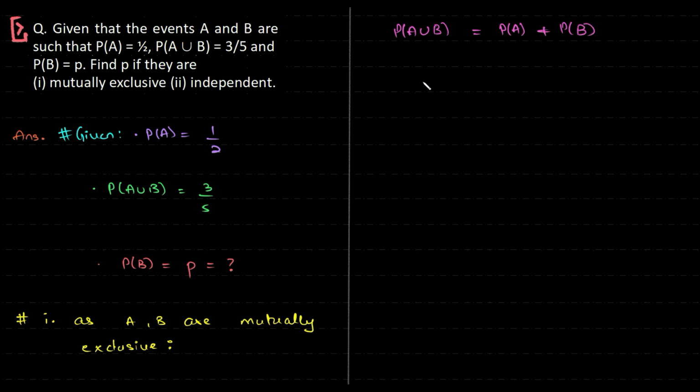So this is 3 by 5 and this is half, and we just have to find this. Therefore, P of B is equal to 3 by 5 minus half. This is 10, 6 minus 5, 1 by 10. Now, let's look at independent, as A and B are independent.